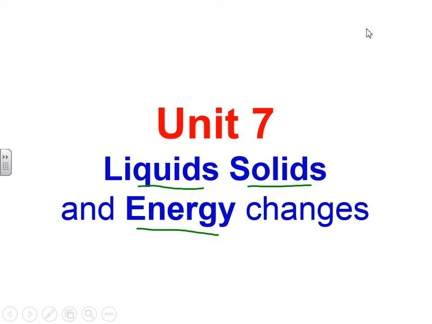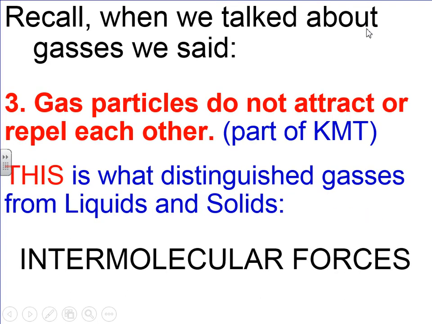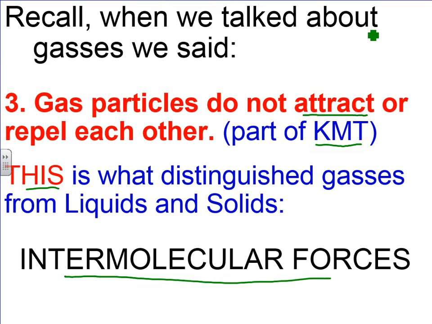So, let's begin. Now, the previous chapter was over gases, and recall that what distinguished gases from liquids and solids is that gases did not have any attractions for each other. The particles had no attractive or repulsive forces. This was the third point, one of the assumptions of the kinetic molecular theory of gases, what made gases into gases. And this is what distinguishes gases from liquids and solids. Solids and liquids have these intermolecular forces.